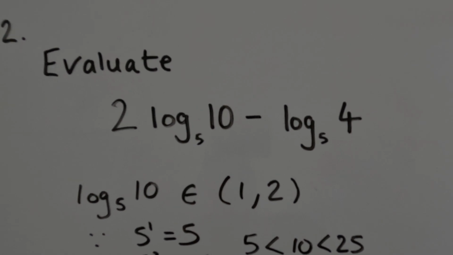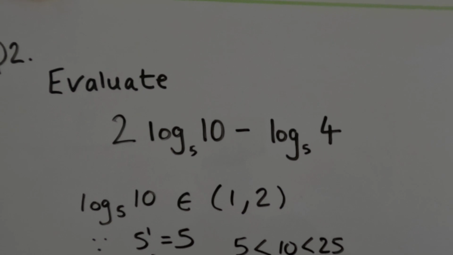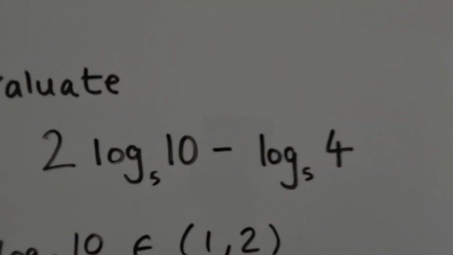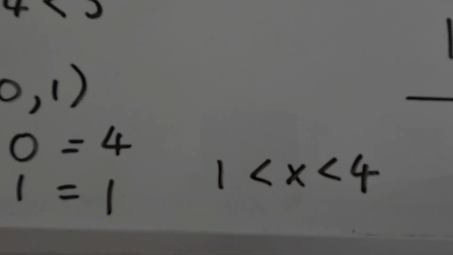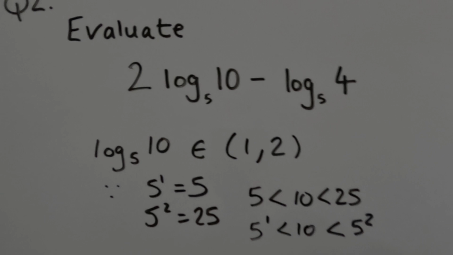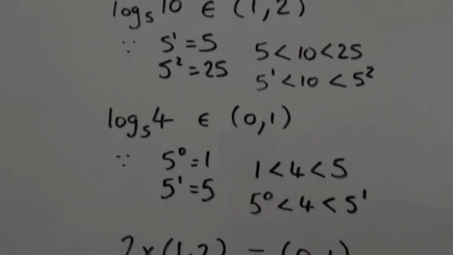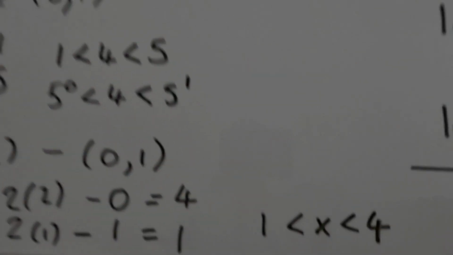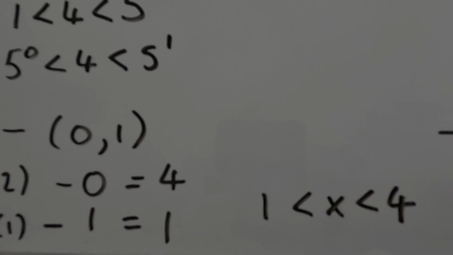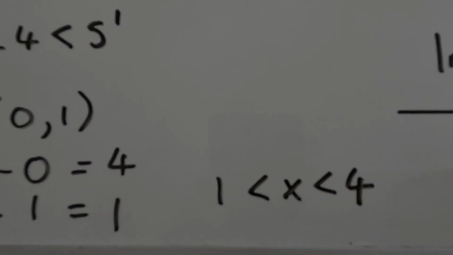So evaluate 2 log 10 minus log 4, to the base 5. That answer is equal to x, but it's between 1 and 4. I know that before I even apply any logs to evaluate it, just using some logic. So that's an estimate. That means if I got an answer like 10 or 20 or minus 3 or some weird answer which wasn't in that interval, then I know I've done something wrong.